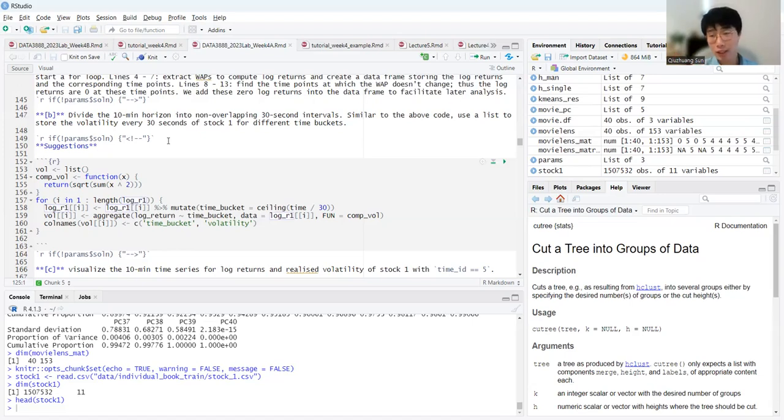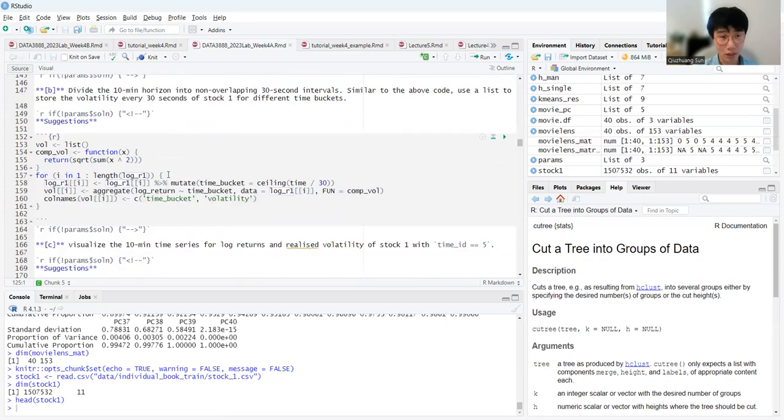Okay, so what is the formula of the realized volatility? You can also find this formula in the lecture notes. Essentially, it is just the sum of squares of the log returns within this 30-second time interval, and then we take a square root, right? So this is just the function to compute the realized volatility. Sum all the squares of the log returns and then take the square root. This is just a function, and then I apply this function to different time IDs.